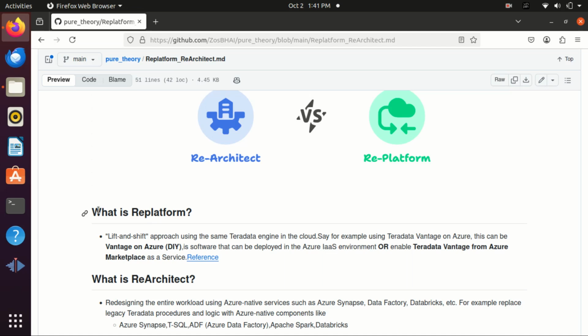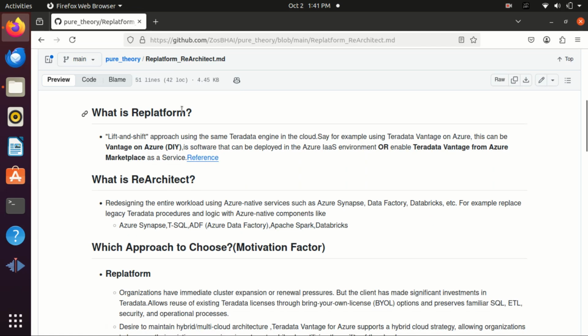And let us start with Replatform. This is often called a lift and shift approach, where the same technology from your existing system is moved to the cloud. For example, if we are migrating Teradata to Azure, you can go with two options under Replatform. Option 1 is to deploy a VM in Azure and install Teradata Vantage yourself. This is an Azure IaaS, infrastructure as a service, based setup.